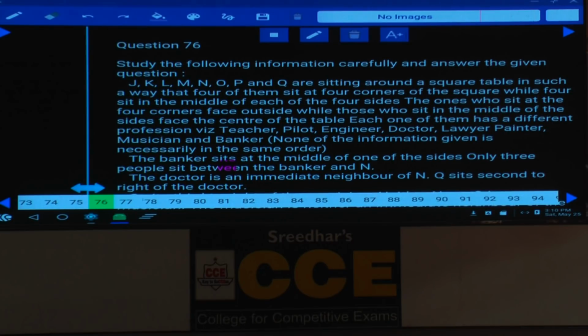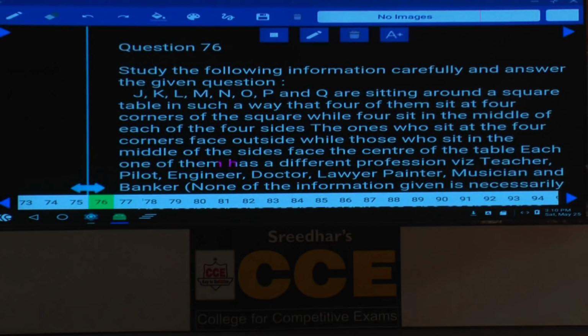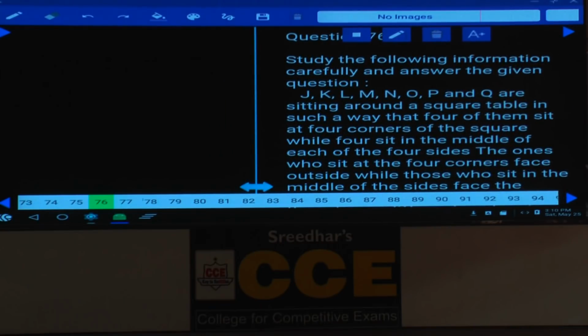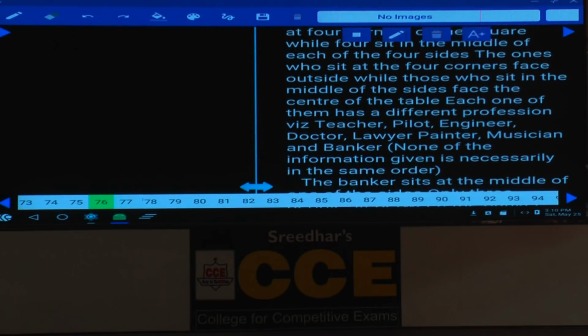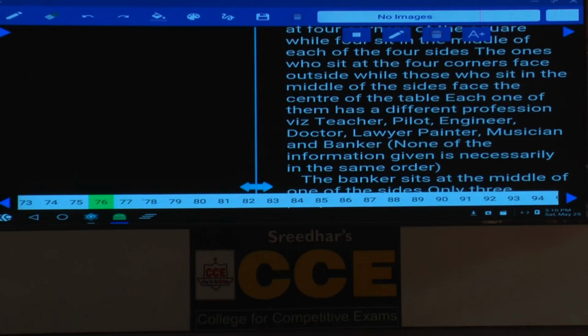Isn't it? Yes, what is the information here? 8 persons seated around a square table is given, and 4 persons are at the middle and 4 persons at the corners, and the ones who sit at the 4 corners face outside. Now this is the square table. Now in the square table 1, 2, 3, 4, 5, 6, 7, 8, 8 persons were there. Now the persons who are at the corners are facing away from the center, isn't it? And those in the middle are facing towards the center. Done with this?